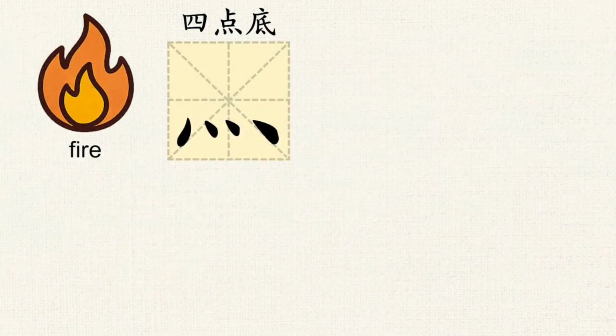Unlike the previous two, this one is a proper radical and cannot occur on its own. It's usually called 四点底, and even though it looks like it could mean water, it actually means fire. So the meanings carried are very similar to the last radical.